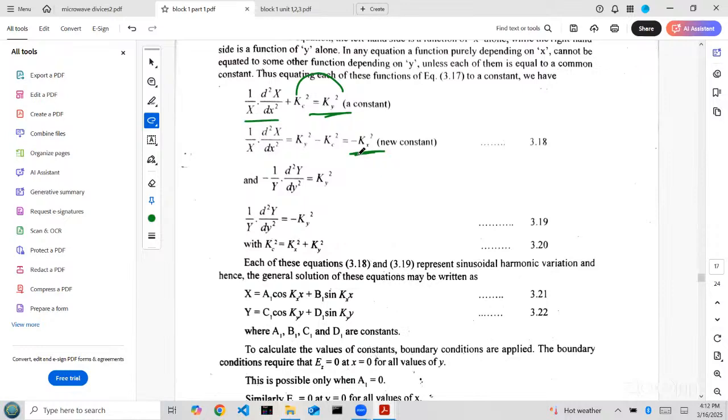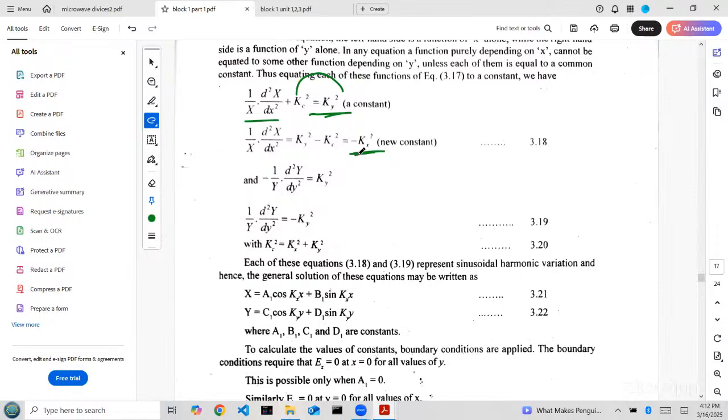Now take the second term. What is our second term? Minus 1 by Y dou square Y by dou y square equals another constant, minus the same constant. For the first term I also took minus ky square, and for the second term also minus ky square. So based on this I will conclude that kc square equals kx square plus ky square.